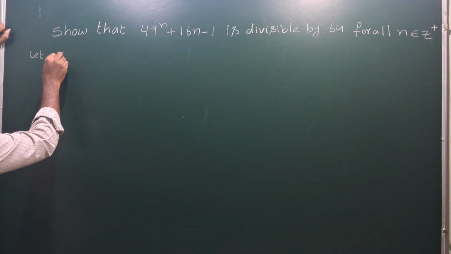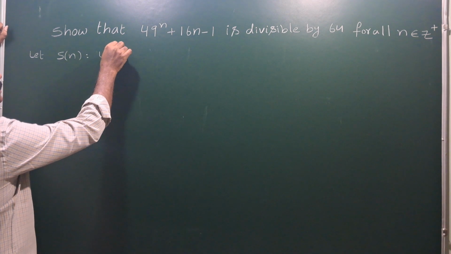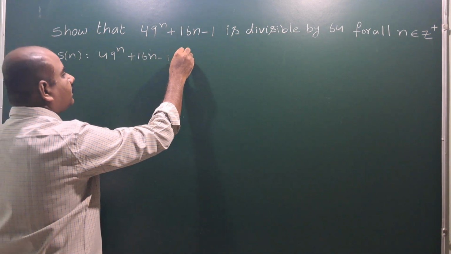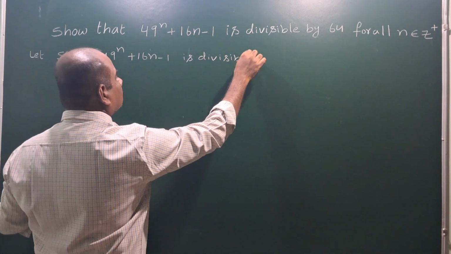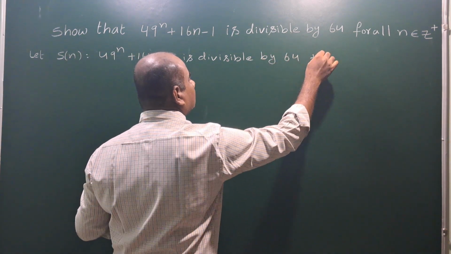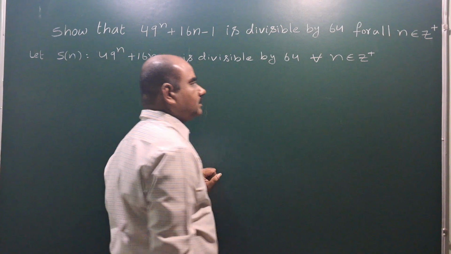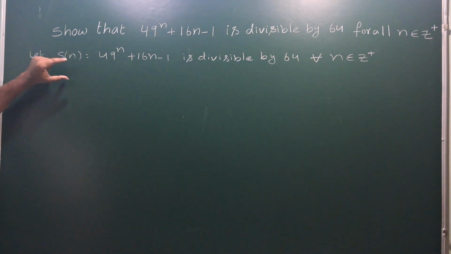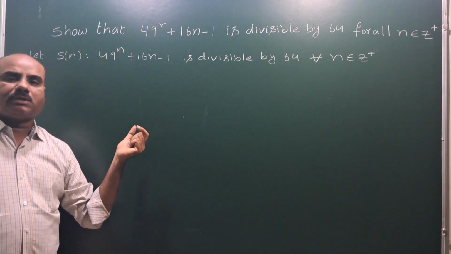Let S of n be: 49 power n plus 16n minus 1 is divisible by 64 for all n belongs to Z plus, that means set of all positive integers. So this is our statement. We can take it as Sn. Now we have to prove this by the principle of mathematical induction, and we know that in mathematical induction we have a 3 steps procedure.